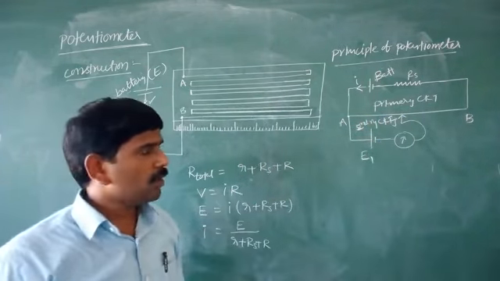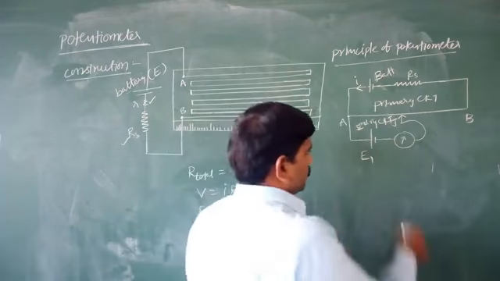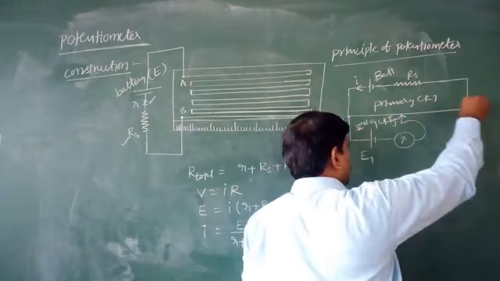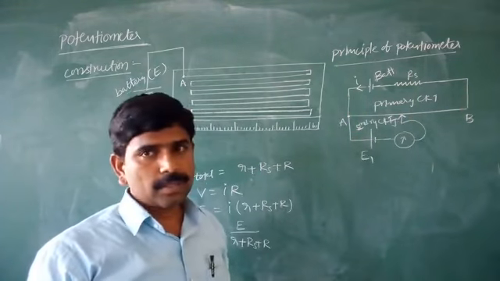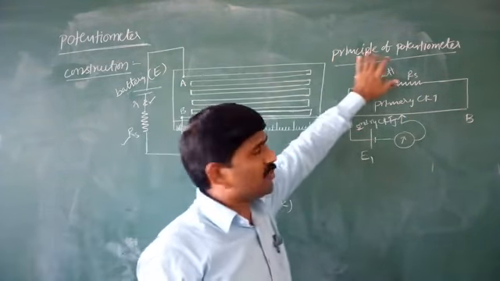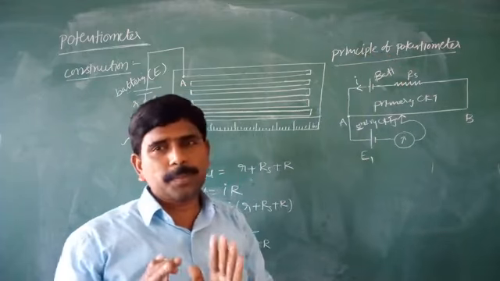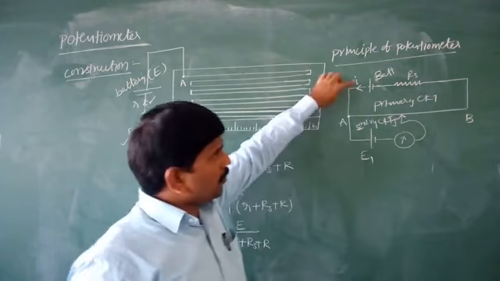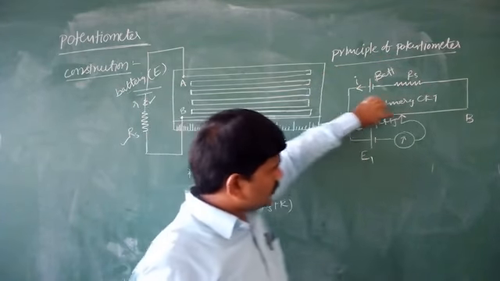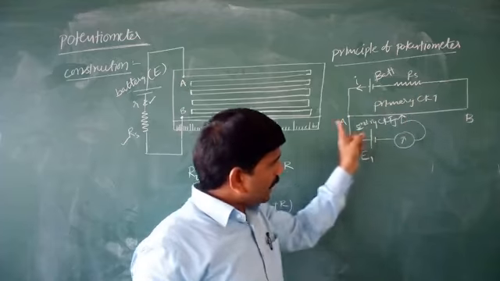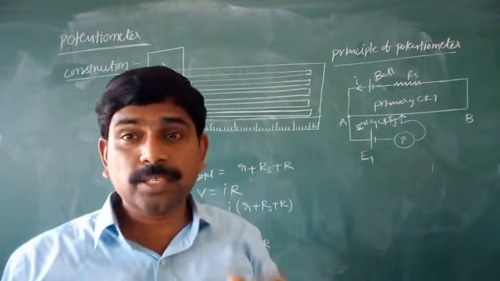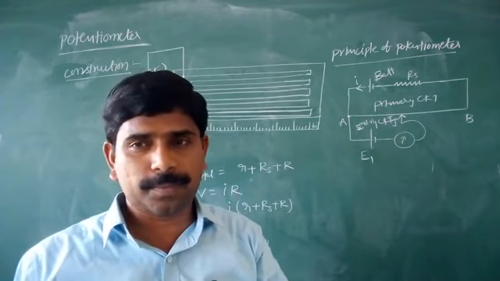In case this jockey is moving from point A towards point B, now we are discussing the principle of the potentiometer. What is the principle of the potentiometer? Observe. When current is passing through the potentiometer wire, across the length of the wire the potential decreases. This is what we call the potential drop.